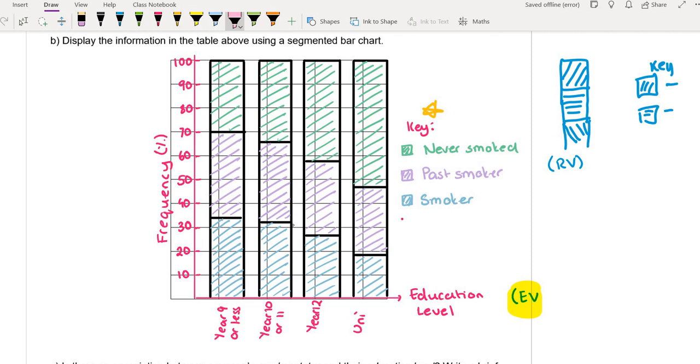If we go this way, we're going up in level of education, and as we go up in level of education, you can see the percentage of smokers go down, or you can see the percentage of people who never smoked goes up. And it goes up pretty significantly, from here, which was around 35%, down to less than 20% over here.